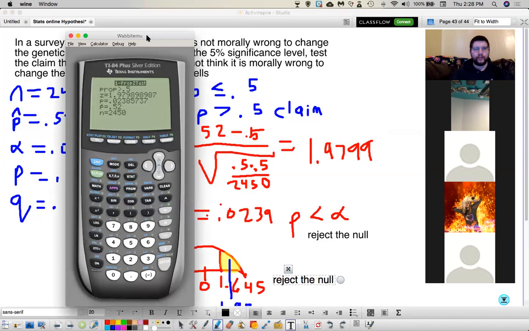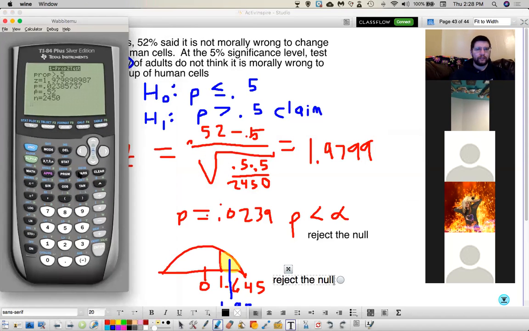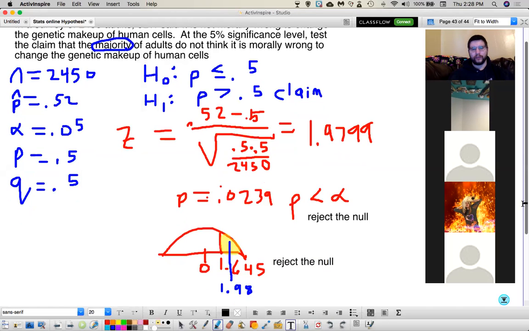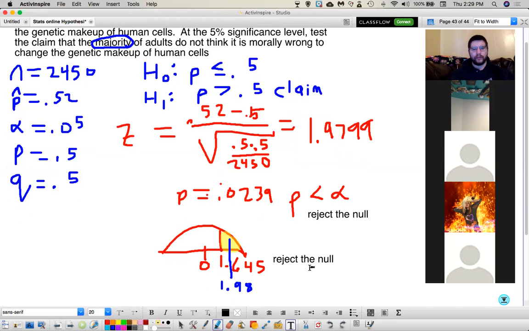TI users, to get your critical value, second bars, inverse norm, number 3. And what you're going to have is something that looks like this. Inverse norm 0.05. You could actually leave these off and it won't make a difference. So if I just do 0.05, it'll still give you the same critical value because it'll assume that it's a standard normal distribution. So 1.645, that's my critical value. Plot your test statistic, and then you have that we're rejecting the null.